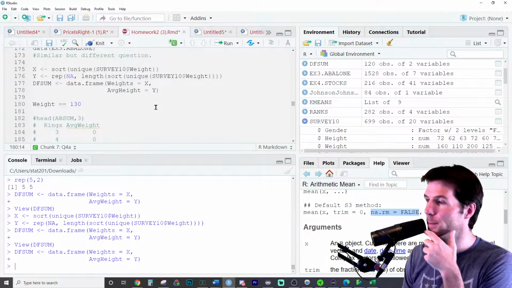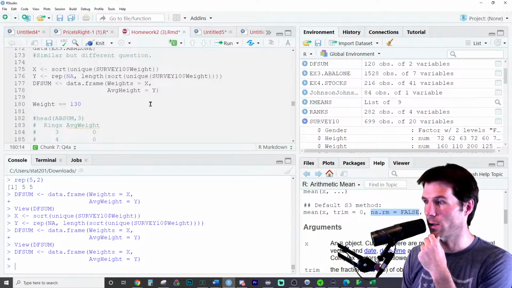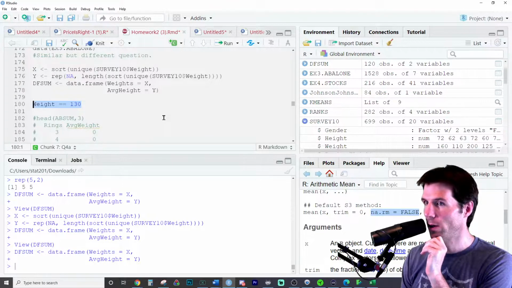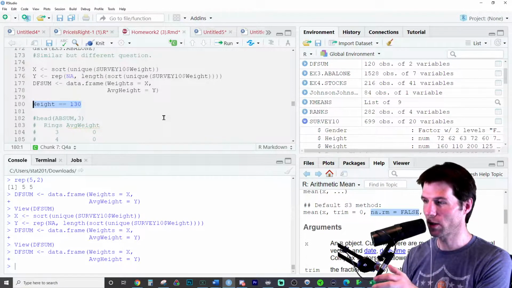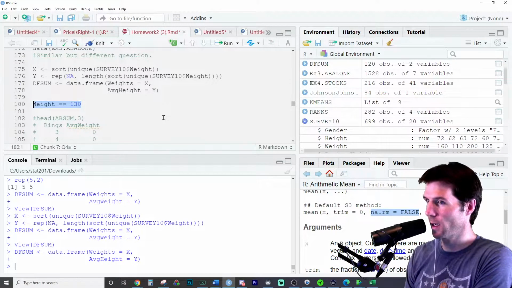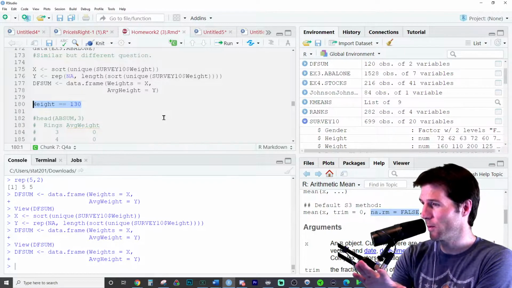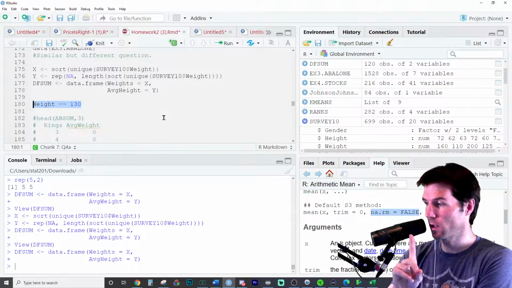We could take a what? How could we go and talk just to the people of a weight of 130? How would we do that? Someone's screaming at who's watching the video right now. 50 points in the chat if you know it. How do we go to just the people who weigh 130? We want to say, I want to only talk to these people. There's a few ways, but there's an easier way.